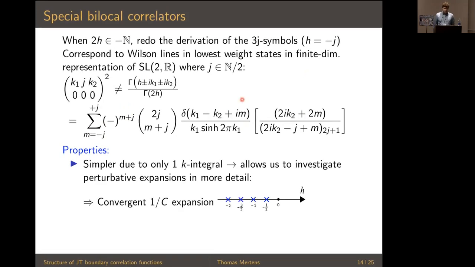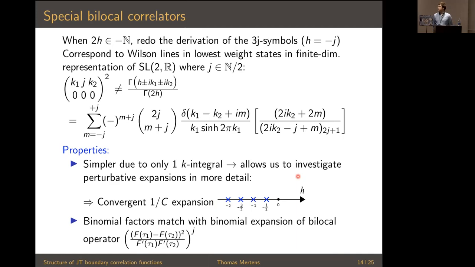And because of that, this allows you to investigate these perturbative expansions in a bit more detail. So it's easier to analyze them. And in particular, what you can show is that now this 1/c expansion becomes convergent. So the full story you have is, I draw the real line here, the real H line, that this series is always asymptotic except at these blue crosses where it becomes convergent. So then you have a real expansion in only boundary gravitons, and that's it. Also, just a curiosity here, you see these binomial factors that appear here in these sums.